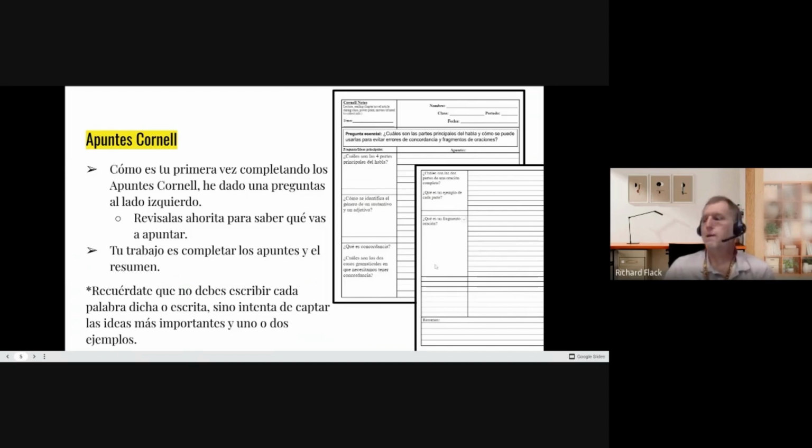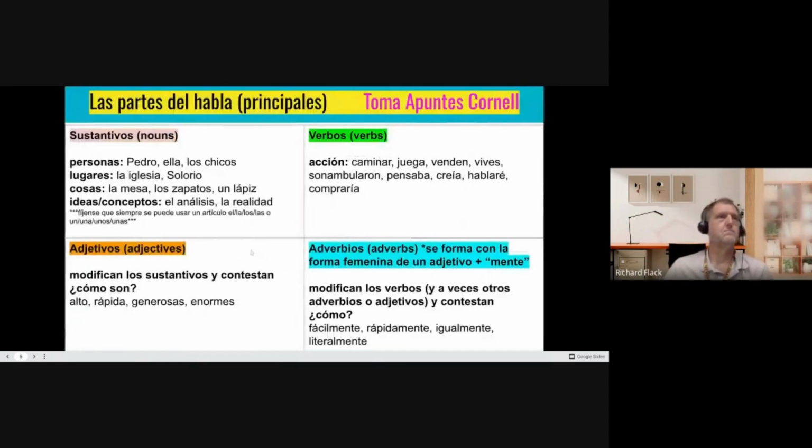So you should take a moment and stop and fill out this first part up at the top. You're going to put your name, the class, the period, and the date. And today's topic is the four parts of speech. Notice that there's two sides to this. You want to be on the side that has the question, ¿Cuáles son las cuatro partes del habla? So pause the video, take a moment to fill that out. All right, let's get going with the lesson.